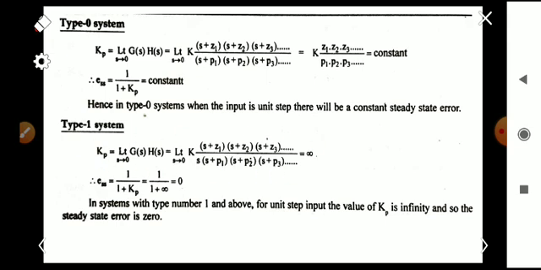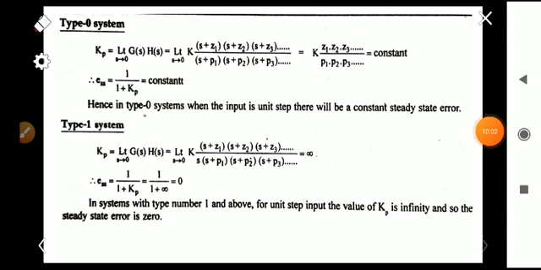That is, if you are giving a step signal to a type 1 system, the Kp will become infinity, and we know that ESS is equal to 1 by 1 plus Kp. So Kp is infinity here, so 1 by 1 plus infinity means it is 0, 1 by infinity means it is 0, so the steady state error will become 0 for a type 1 system. So in systems of type number 1 and above, for unit step input, the value of Kp is infinity, and so the steady state error is 0.